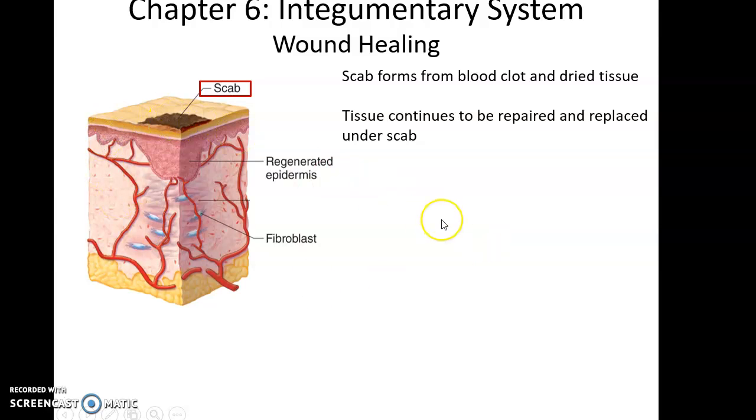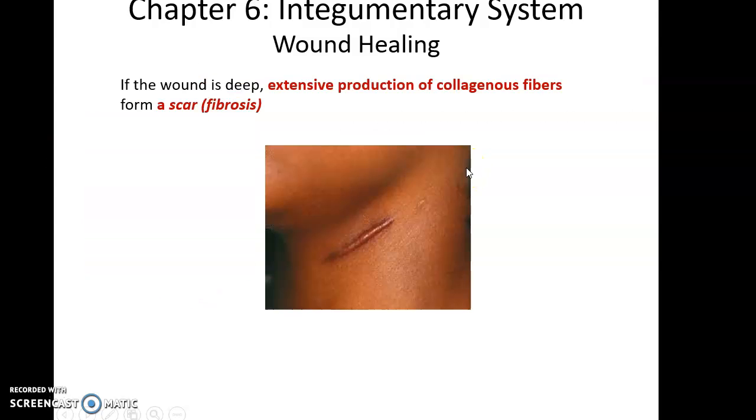And then the scab forms. It's basically the leftover blood clot. And ideally, the injury site will return to what it was like before and be nice and healthy and wonderful. But sometimes, if the injury is too deep, you get a scar, also known as fibrosis. Basically, there's an overproduction of collagen fibers, trying to compensate for the severity of the injury. And scars are never as good as the original skin tissues.